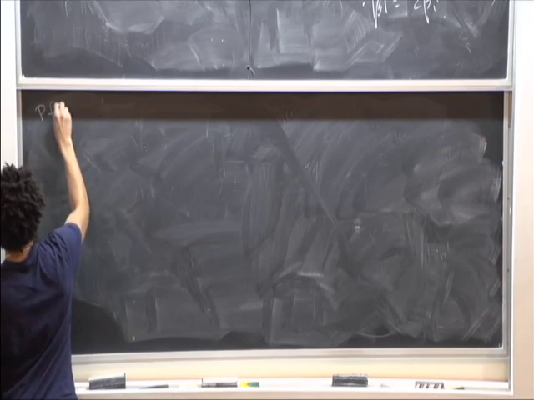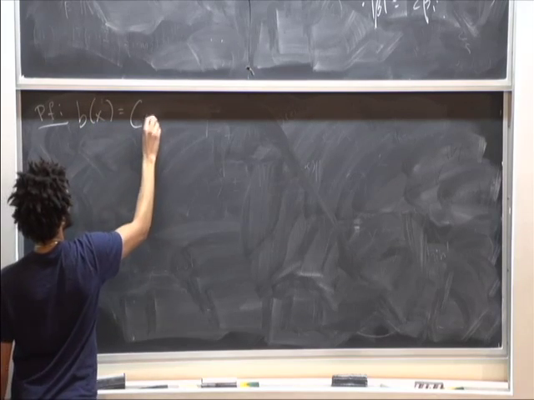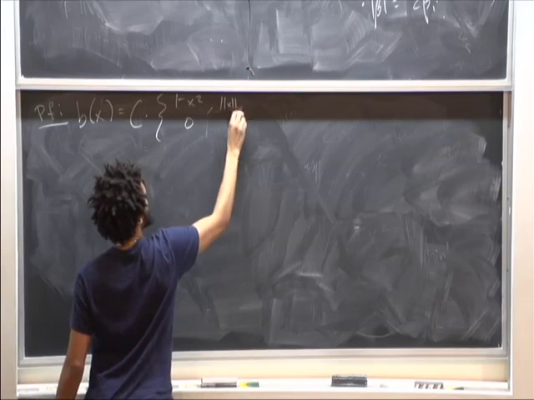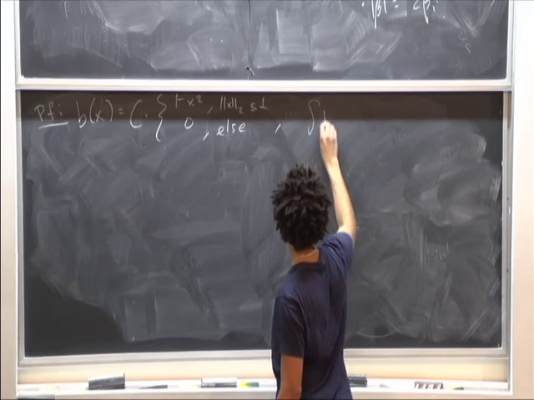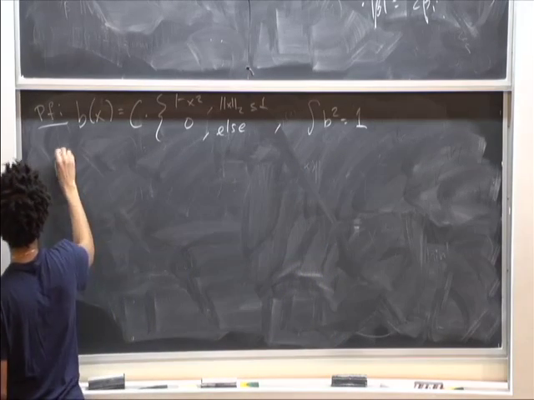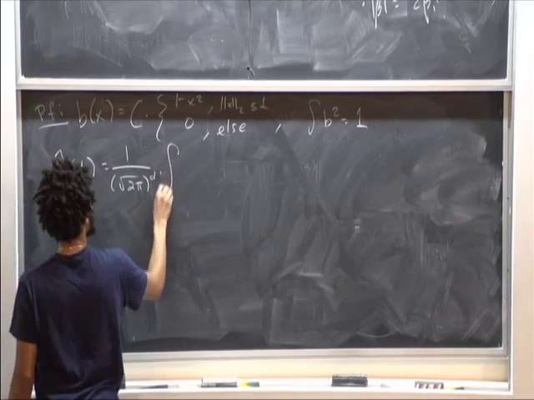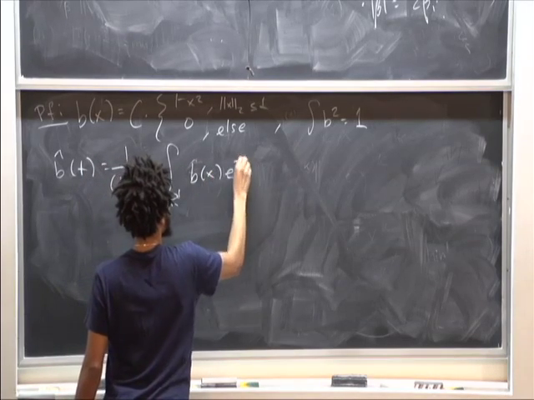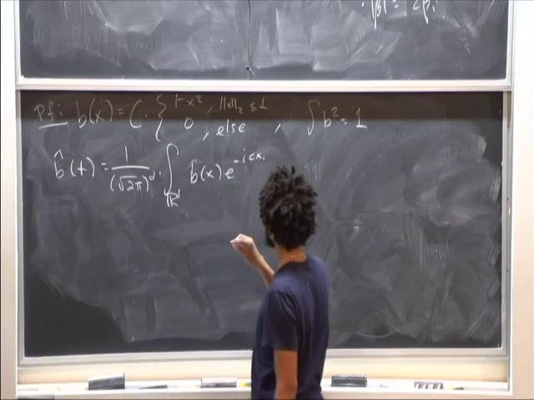So the proof. Let's take a function that looks like this, and C is chosen so that this is true. Okay. And then let's take the Fourier transform of this function, e to the minus i x dot t.